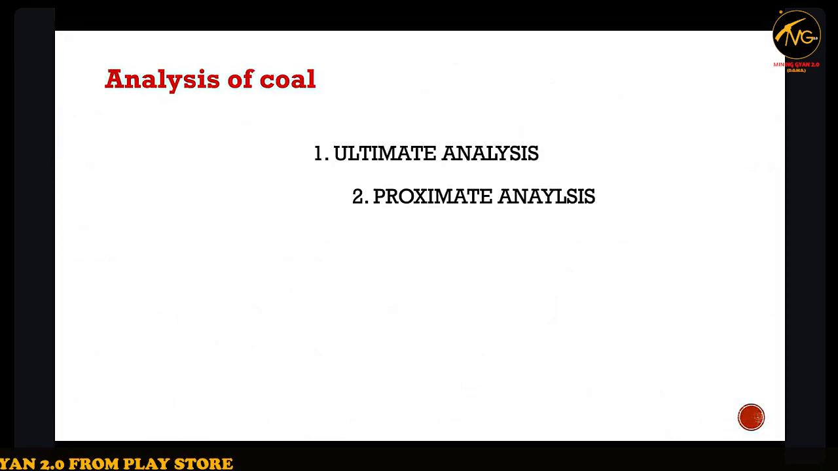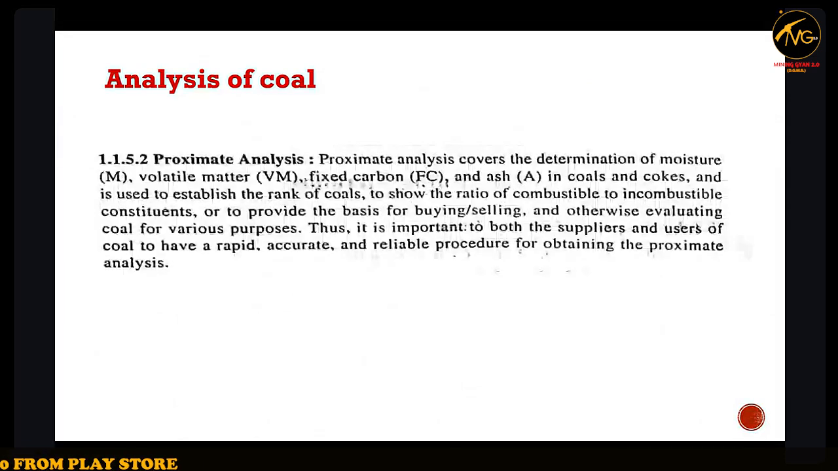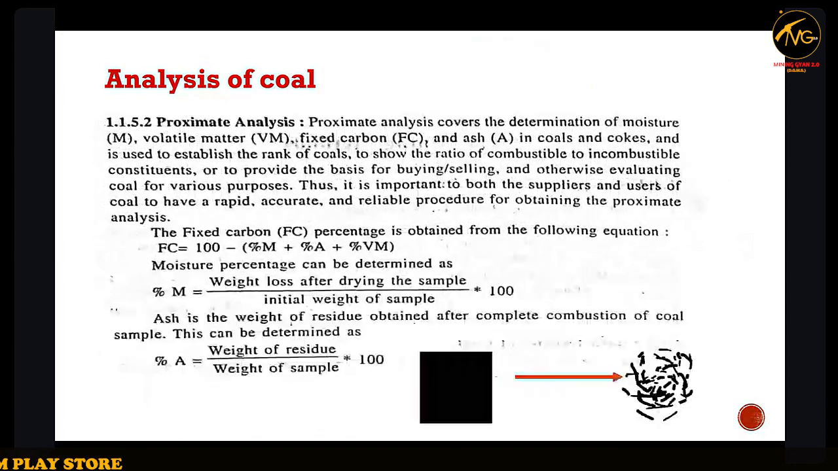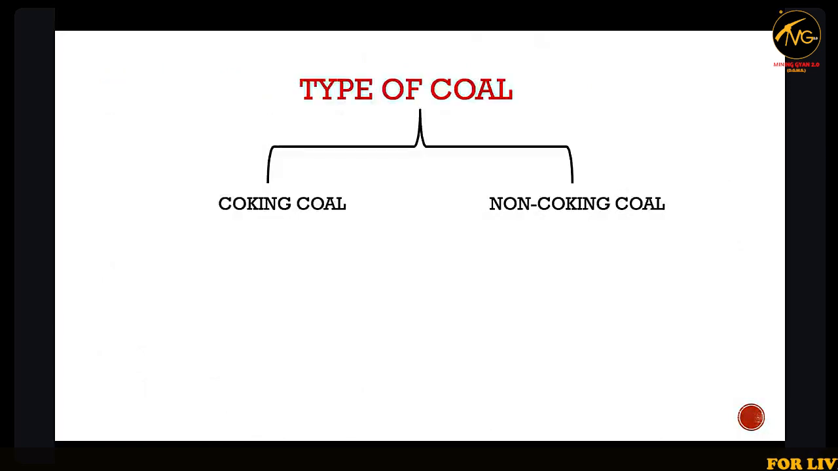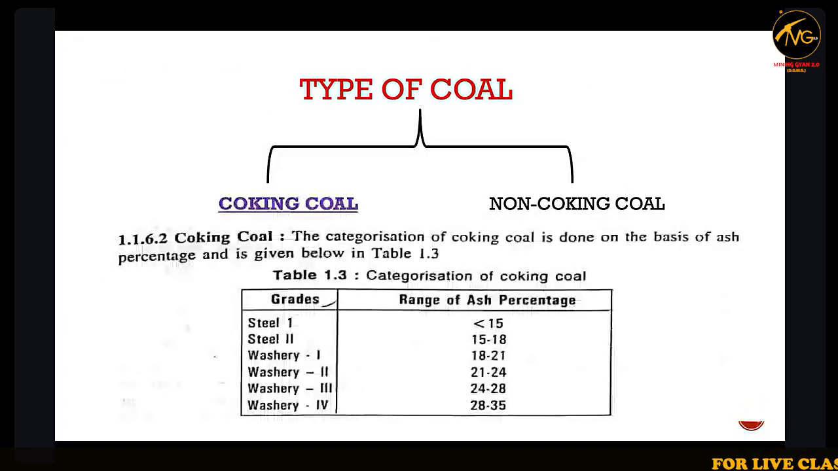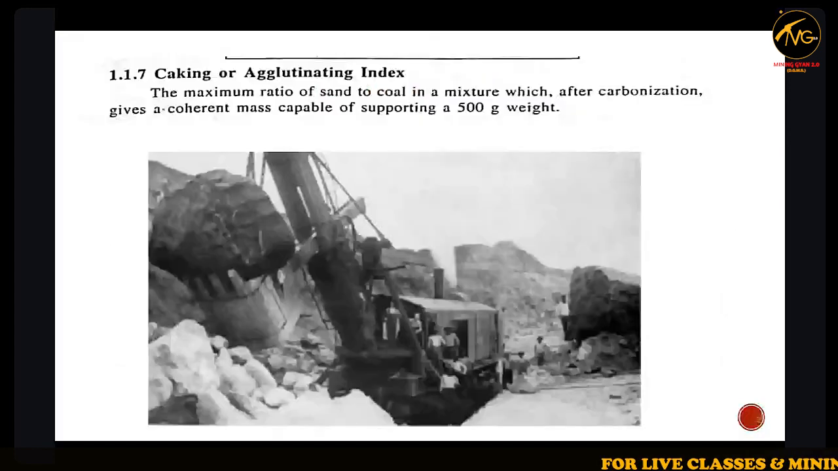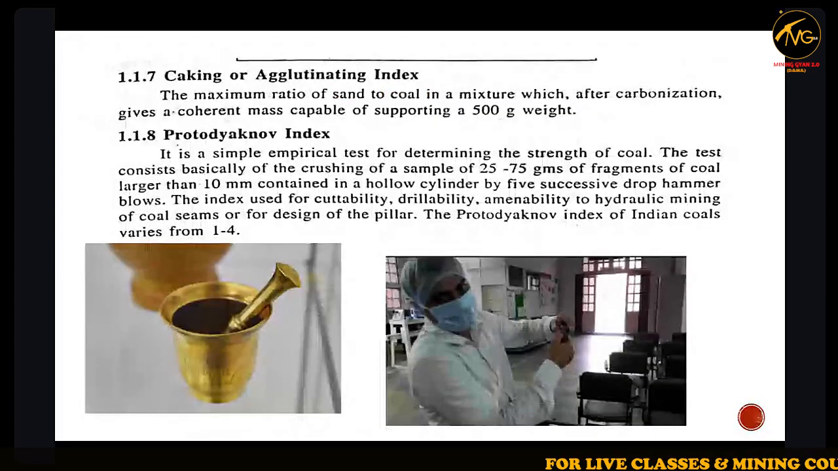analysis of coal, ultimate analysis, proximate analysis. We have found out what is the formula of the fixed carbon, moisture content, ash content, volatile matter. Then we go for the types of coal, coking coal, non-coking coal. Then we have discussed the caking index, protodyakonov.